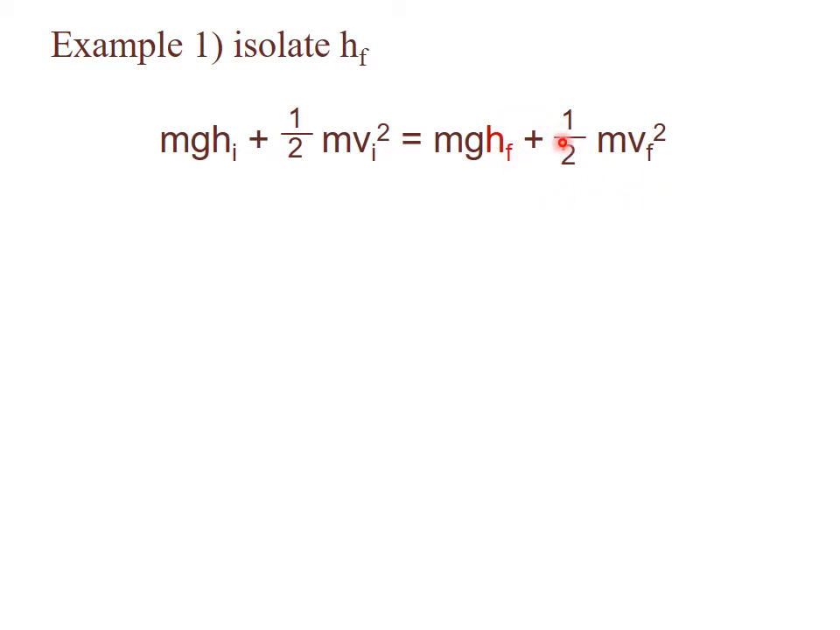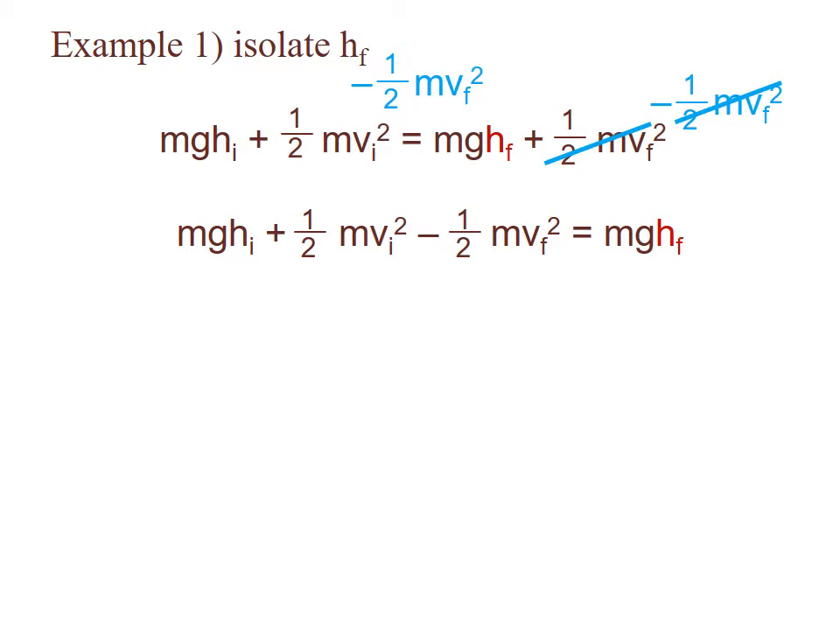Since it is adding, to move it to the other side, I'm going to subtract it from both sides. Since I have plus half mvf squared, subtract half mvf squared, those two will cancel out. And that will leave me with mghf on one side. mg is multiplying by hf. The opposite of multiplication is division, so I will divide both sides by mg so I can get mg away from hf. Now that mg is on the top and the bottom, the two will factor each other out, leaving hf by itself.